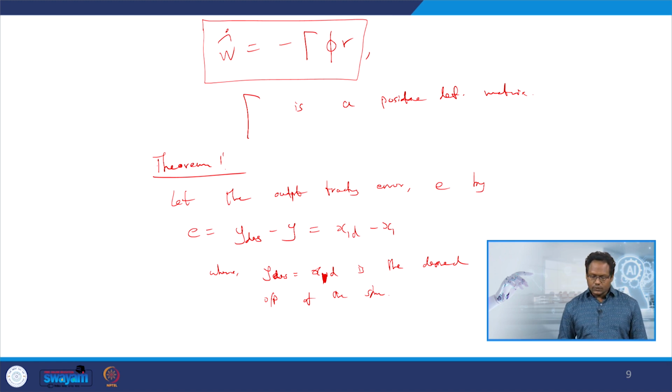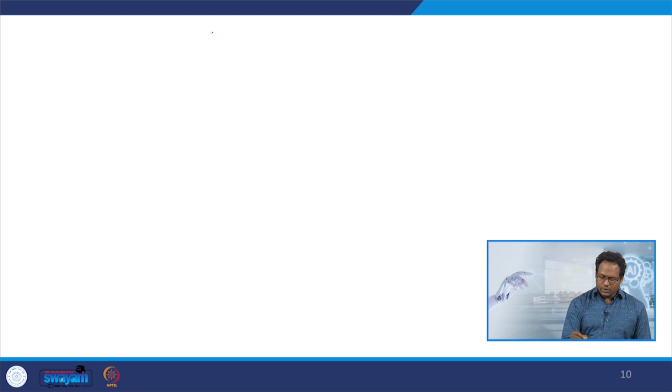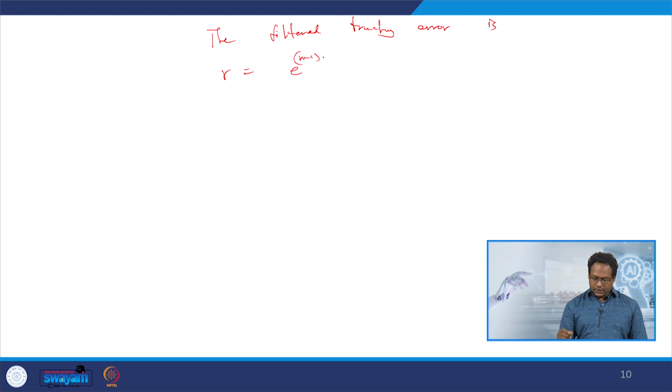Now, let us talk about the filtering error. The filtered tracking error is given by r equal to the n minus 1th derivative of the tracking error plus lambda 1 into the n minus 2 derivative of the tracking error, and it continues up to lambda n minus 1 into the tracking error. Say this be equation number 2.